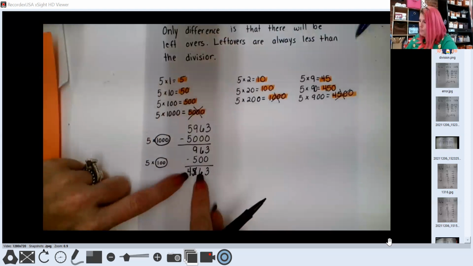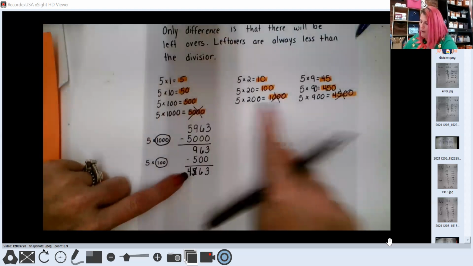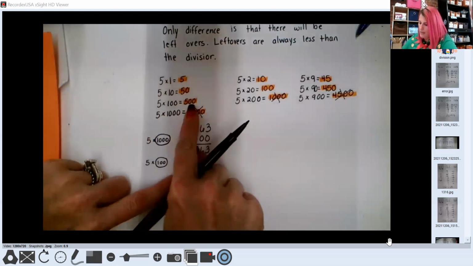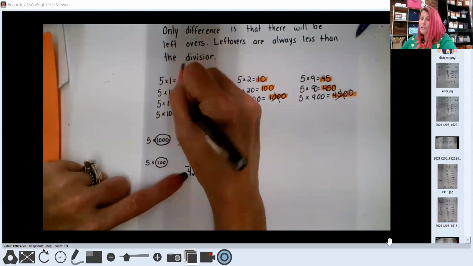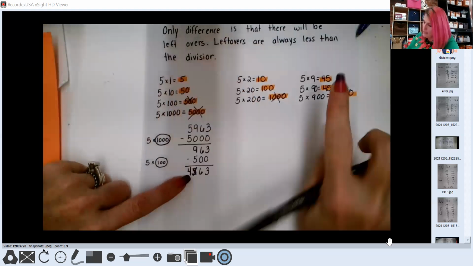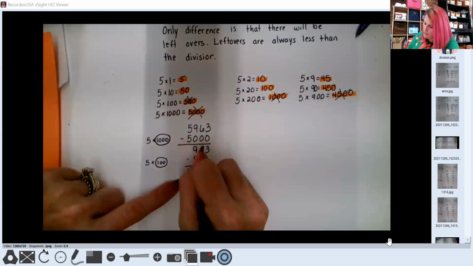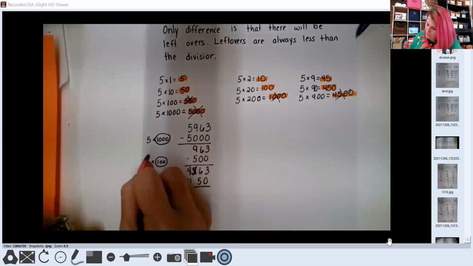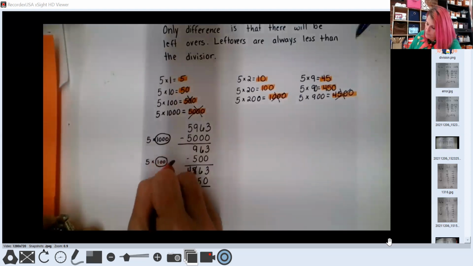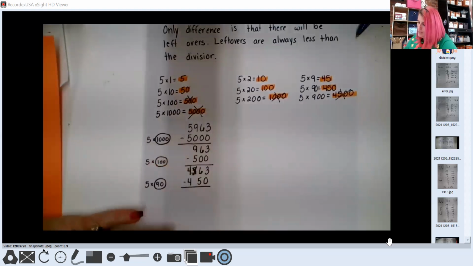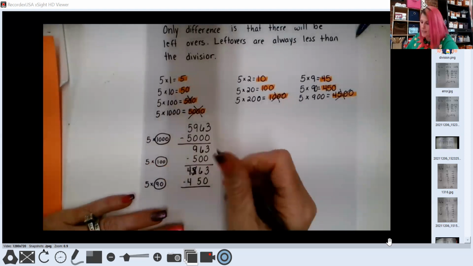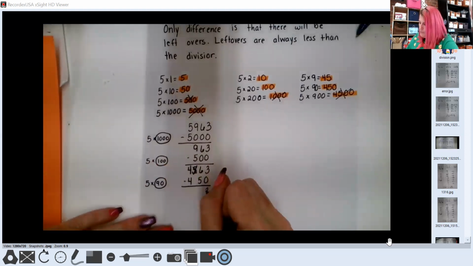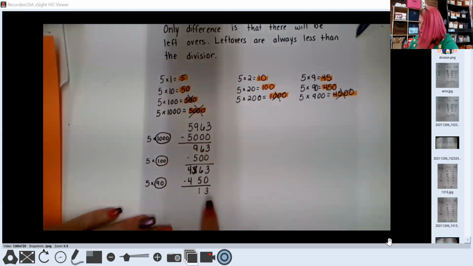I'm going to look through my multiples. Remember, these are already gone. 500, can I use that? Can't use that, it's gone. 450, 463, I can use 450. And that is 5 times 90. Circle that. Now I'm going to subtract. Again, ones place. 3 minus 0 is 3. 6 minus 5 is 1. And 4 minus 4 is 0. So now I have 13.